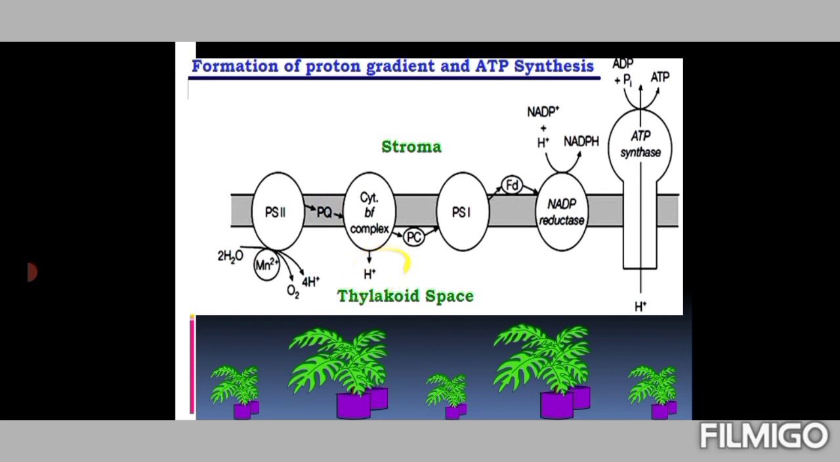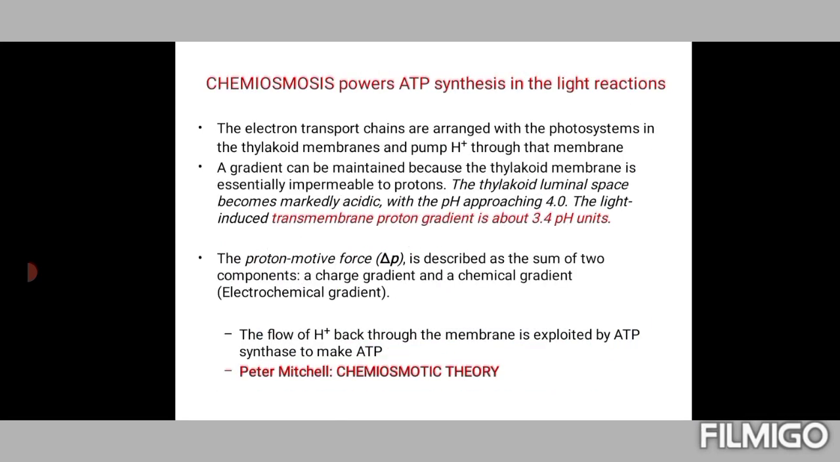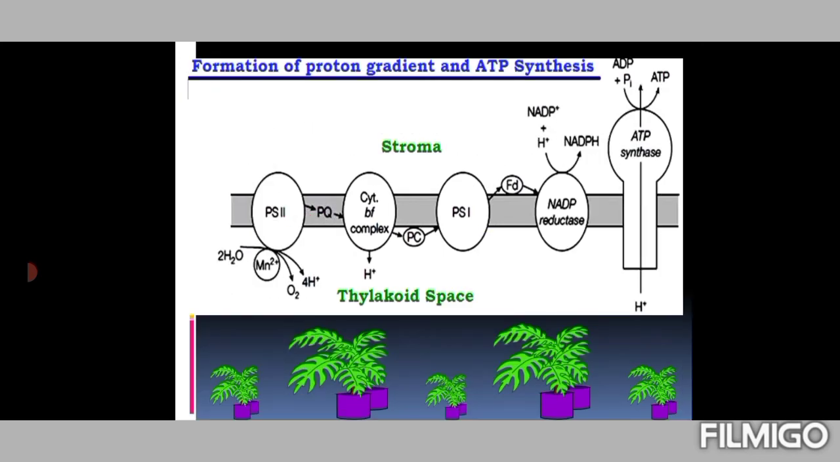Here again, the cytochrome BF complex is a proton pump that also helps accumulate H plus in the thylakoid space. And from here, H plus is taken away from the stroma. So this also contributes to the H plus ion gradient across this particular membrane.